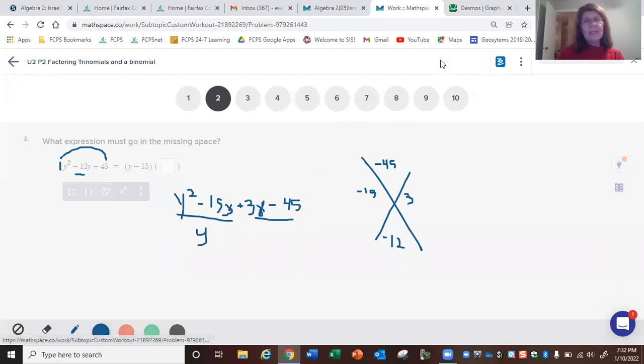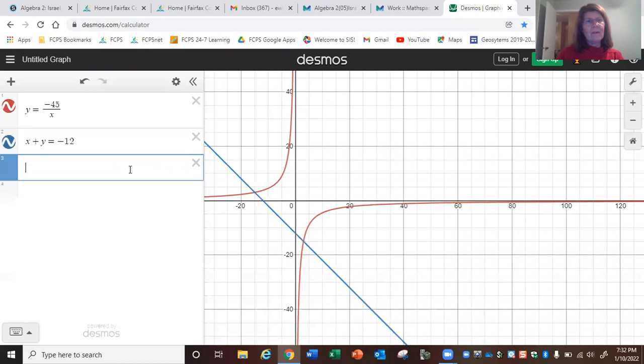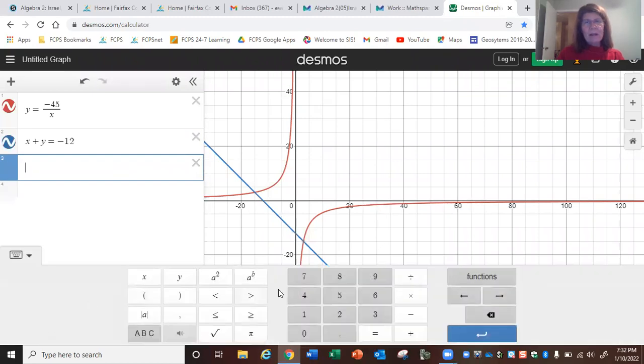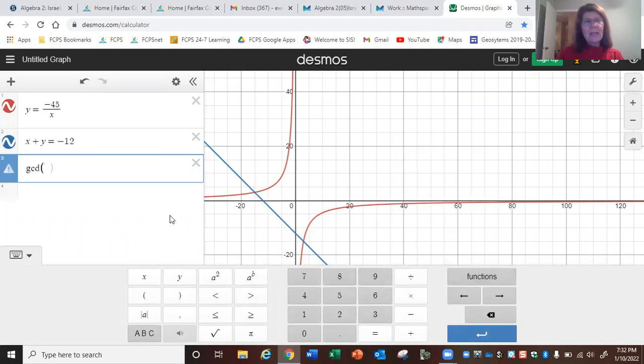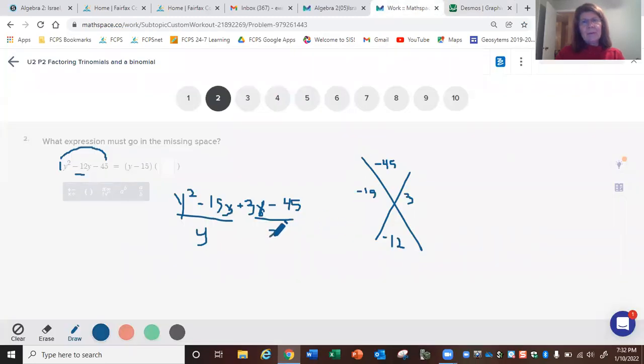Here, I'm going to do the GCD of 3 and 45. For the GCD, you come down here, under the function menu, miscellaneous, and GCD. You just make a list of the numbers, 3, 45. So my GCD is 3, and 3 goes into both of those. Now I'm going to divide those out. The GCD comes in front, so that will be y times, and then y squared divided by y is y. Negative 15y divided by y is minus 15.